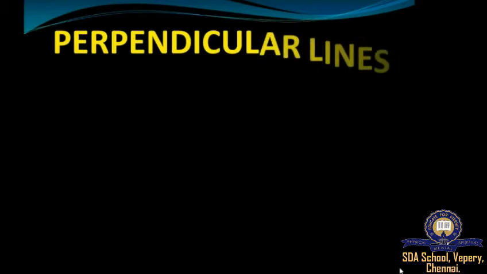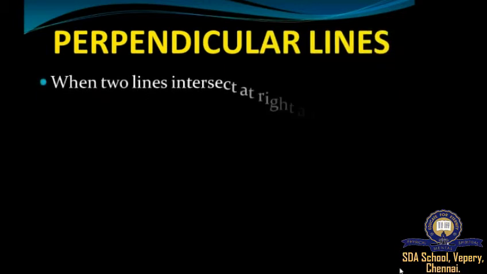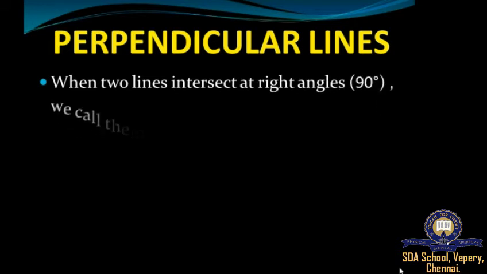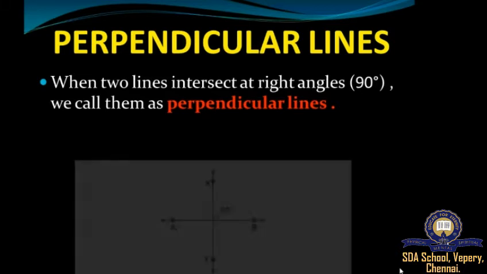Now we'll move on to perpendicular lines. So what are perpendicular lines? When two lines intersect at right angles, that is 90 degrees. In the previous class, you learned about right angles, right? So what are right angles? An angle measuring exactly 90 degrees is said to be a right angle. So when two lines intersect at right angles, we call them perpendicular lines.